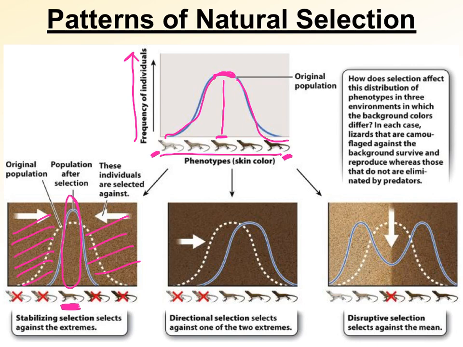Directional selection will shift you in one direction or the other. So you still have this general bell-shaped curve, but maybe you're shifting toward having a darker colored mouse if it's a dark background.